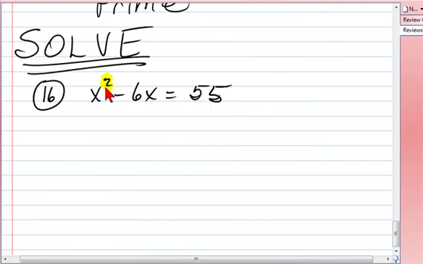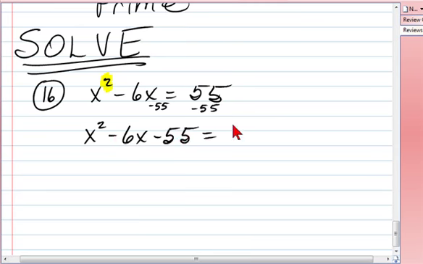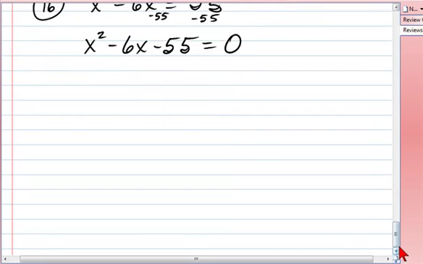This is a quadratic equation, but it is not yet equal to 0. So I'm going to subtract 55 from both sides, and I have x squared minus 6x minus 55 is equal to 0. And I am hoping now to be able to find the values of x by factoring.